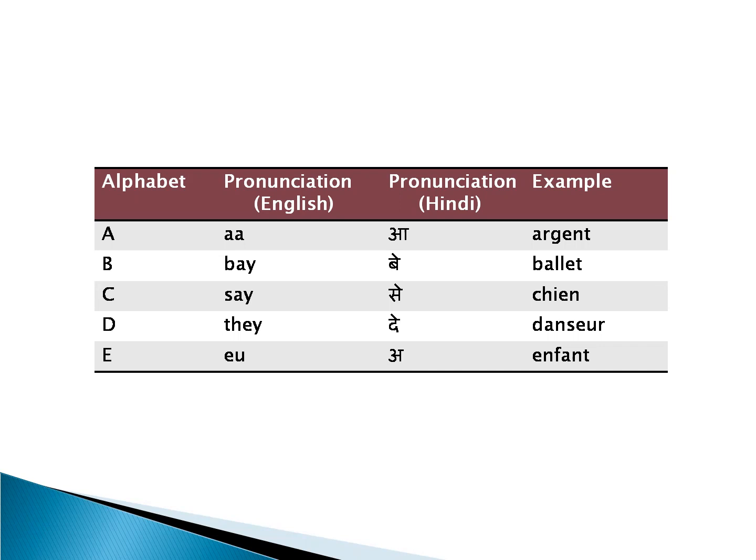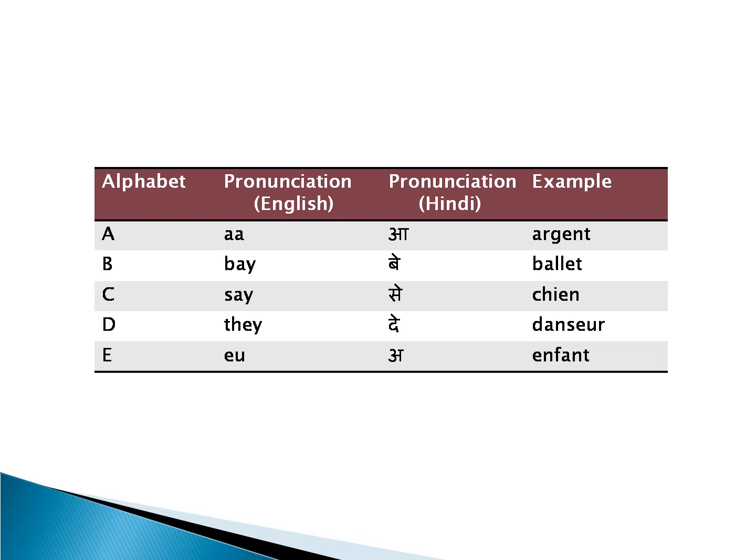And what is the pronunciation of A in French? It is A. And one example is argent. Okay, argent. Argent means money. The next one is B. B is bay. Okay, and one example is ballet. What is it? Ballet. Ballet is a form of dance, and you can see on the screen there are both the English and the Hindi pronunciations of that alphabet written for your better understanding.